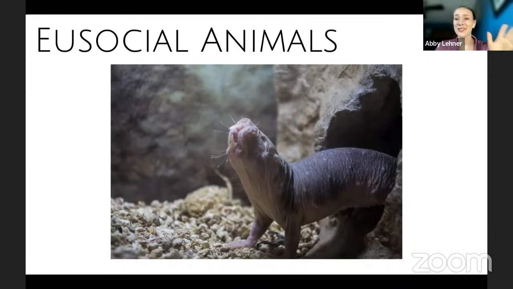They will have workers and a queen naked mole rat, just like honeybees, which is absolutely fascinating to me. And this is the only mammal known to have this behavior. Eusocial behavior is much more typical in insects, so not something that we really see with birds, reptiles, or mammals, except for the naked mole rat.